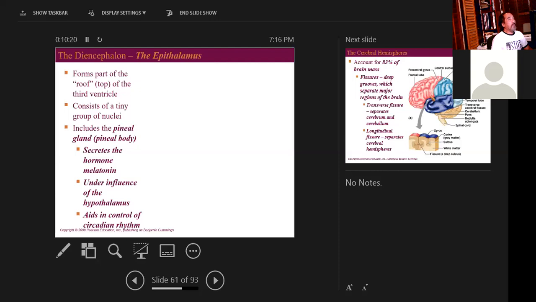Now, the epithalamus is the roof of the third ventricle. That is going to be the epithalamus. It consists of a tiny group of nuclei in which the pineal gland is one of them. So the only one that they were able to identify the function of is the pineal gland located at your epithalamus.